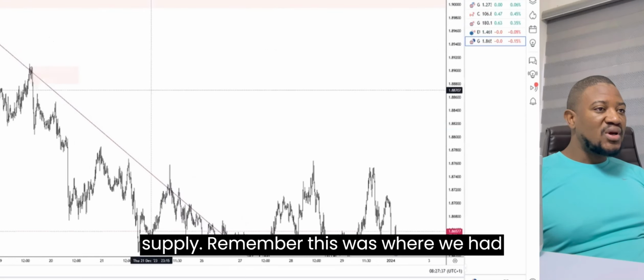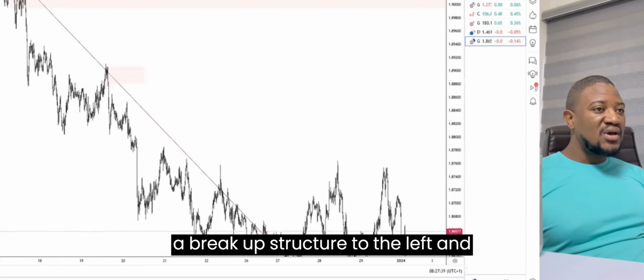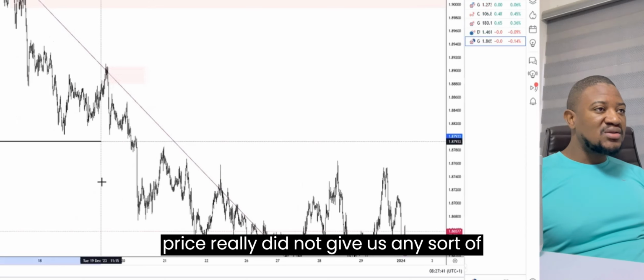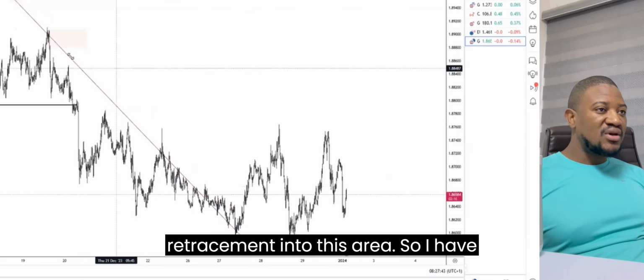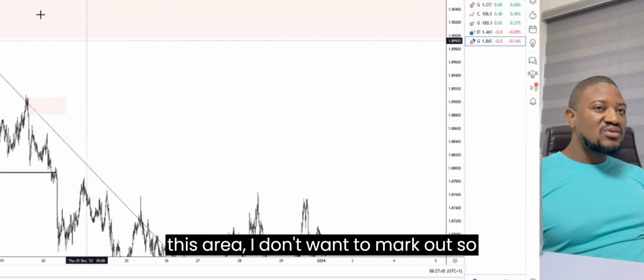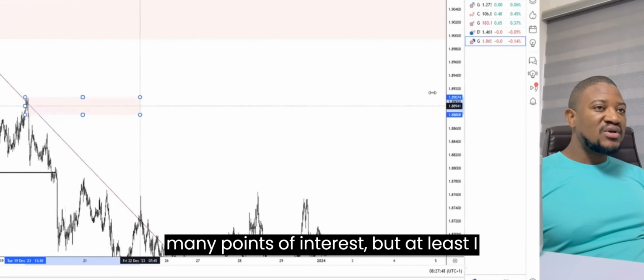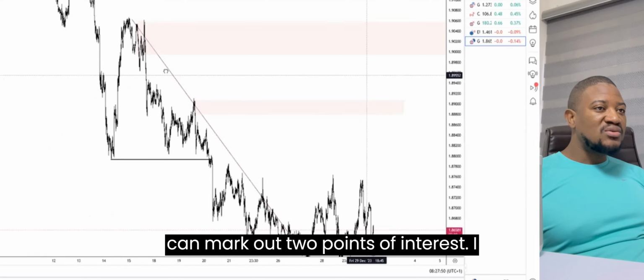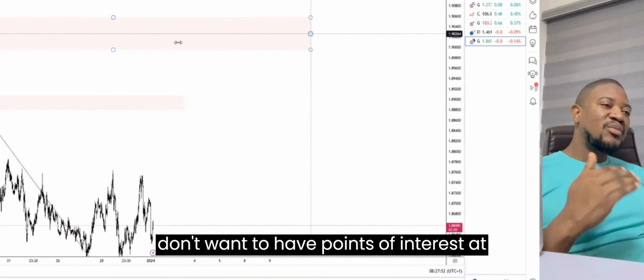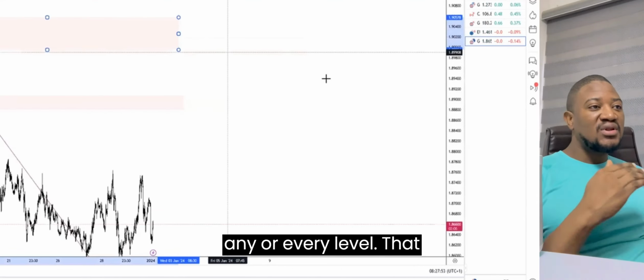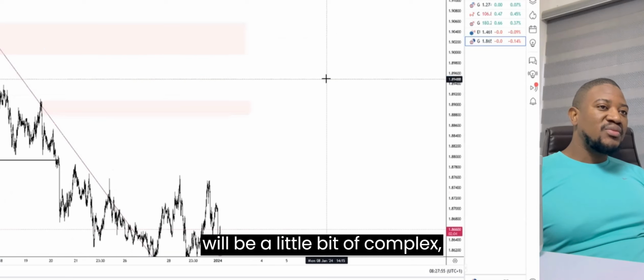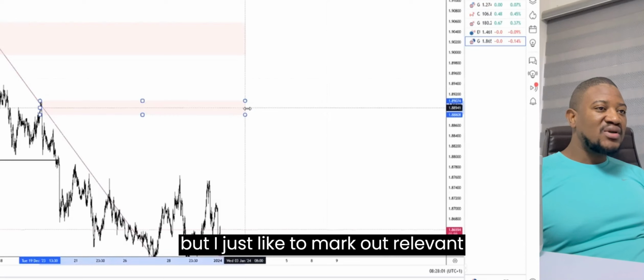Remember, this was where we had a break of structure to the left, and price really did not give us any sort of retracement into this area. So I have this area. I don't want to mark out so many points of interest, but at least I can mark out 2 points of interest. I don't want to have points of interest at any or every level. That will be a little bit complex, but I just like to mark out relevant areas.